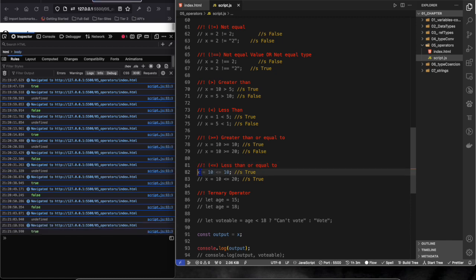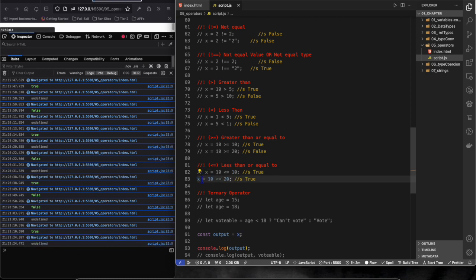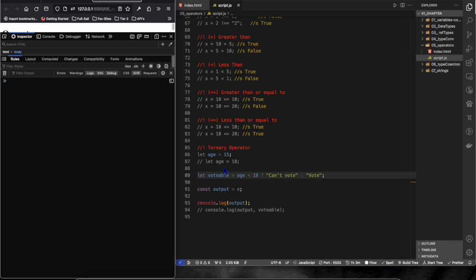So now we have the less than or equal to sign. It has to be less than or equal to. We have x equals 10. That's less than or equal to 10, which is true. Now we have x equals 10, which is less than or equal to 20, which is also true because it is less than 20. It's not equal, but it says less than or equal to. Gotta pay attention to that spot.